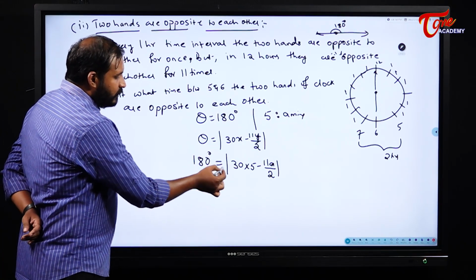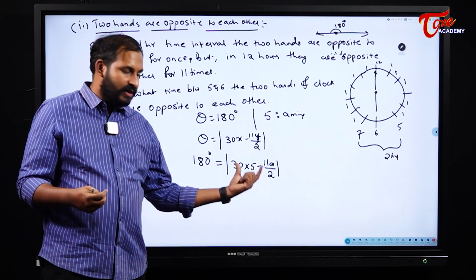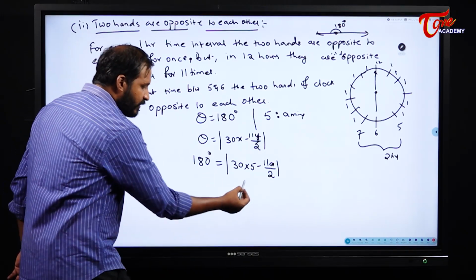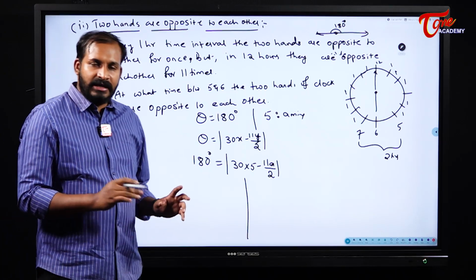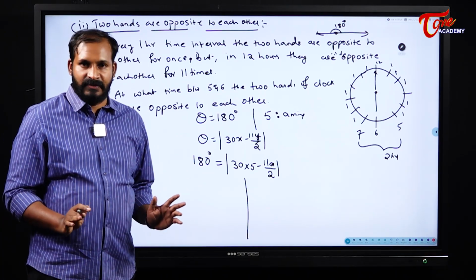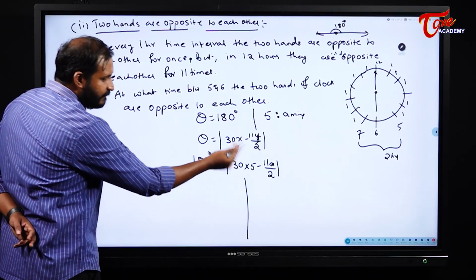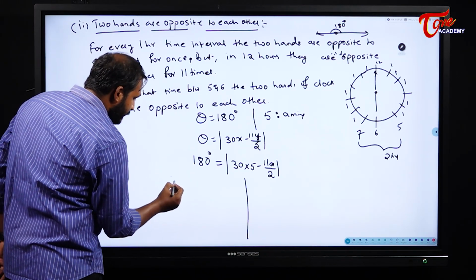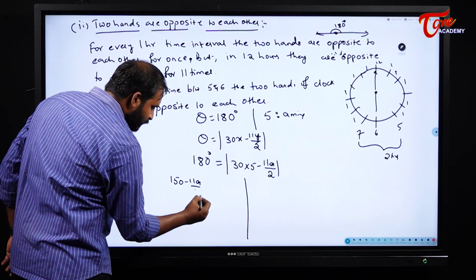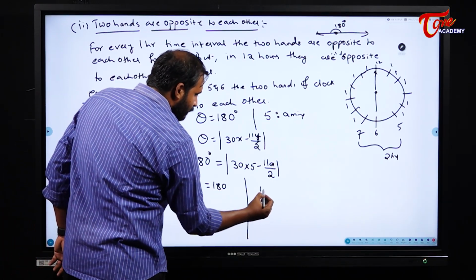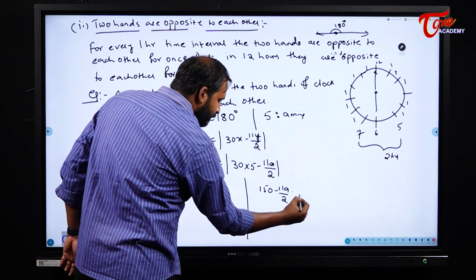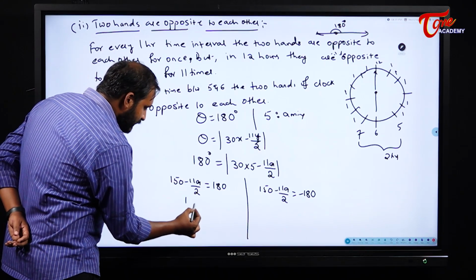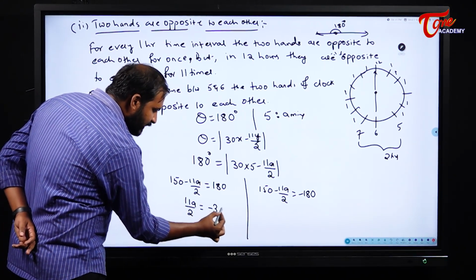Okay. So now usually students, what happens here is when you send mod to the other side, it will become plus or minus. So for your understanding, I will take both plus and minus, but usually we will get the same answer for both. Okay, we will see it now. See here, first of all 30x means 30 into 5, what I can write? 150. 150 minus 11a by 2 is equal to, I will take 180, and next 150 minus 11a by 2 is equal to, I will take minus 180. Anyway, we will get the same answers for both the cases. Now when I write 11a by 2 is equal to, this will become what? Minus 30. Why?